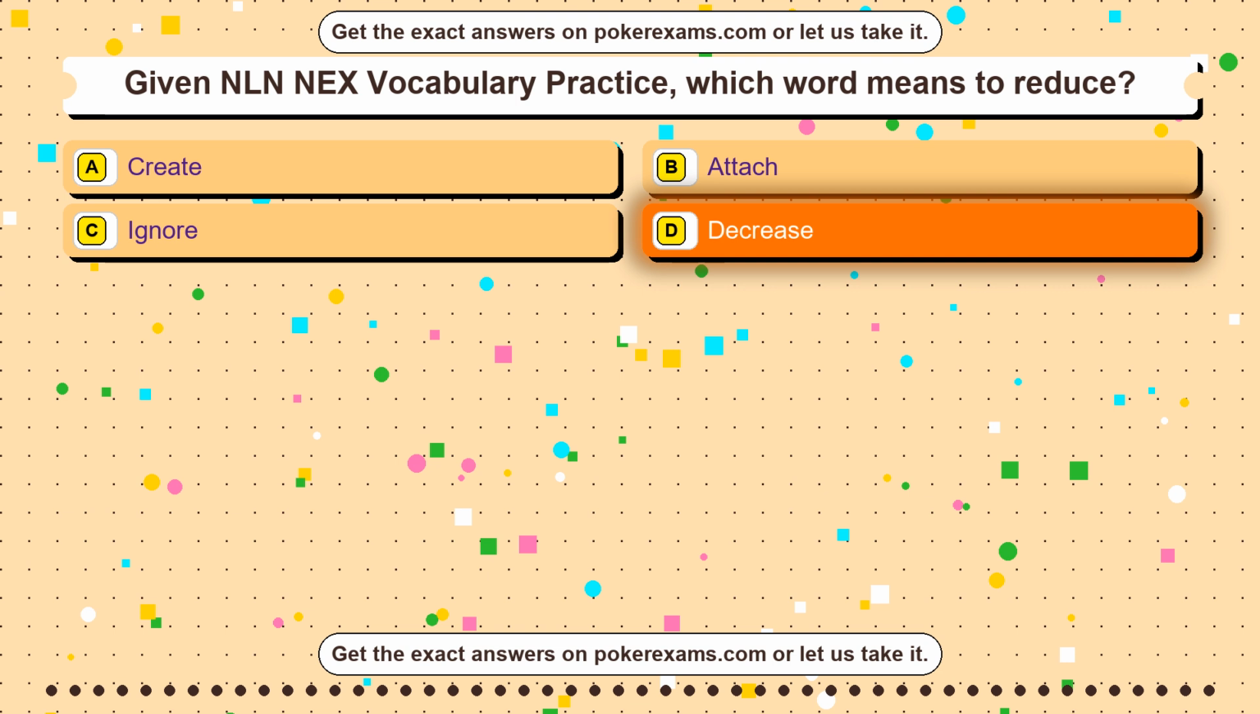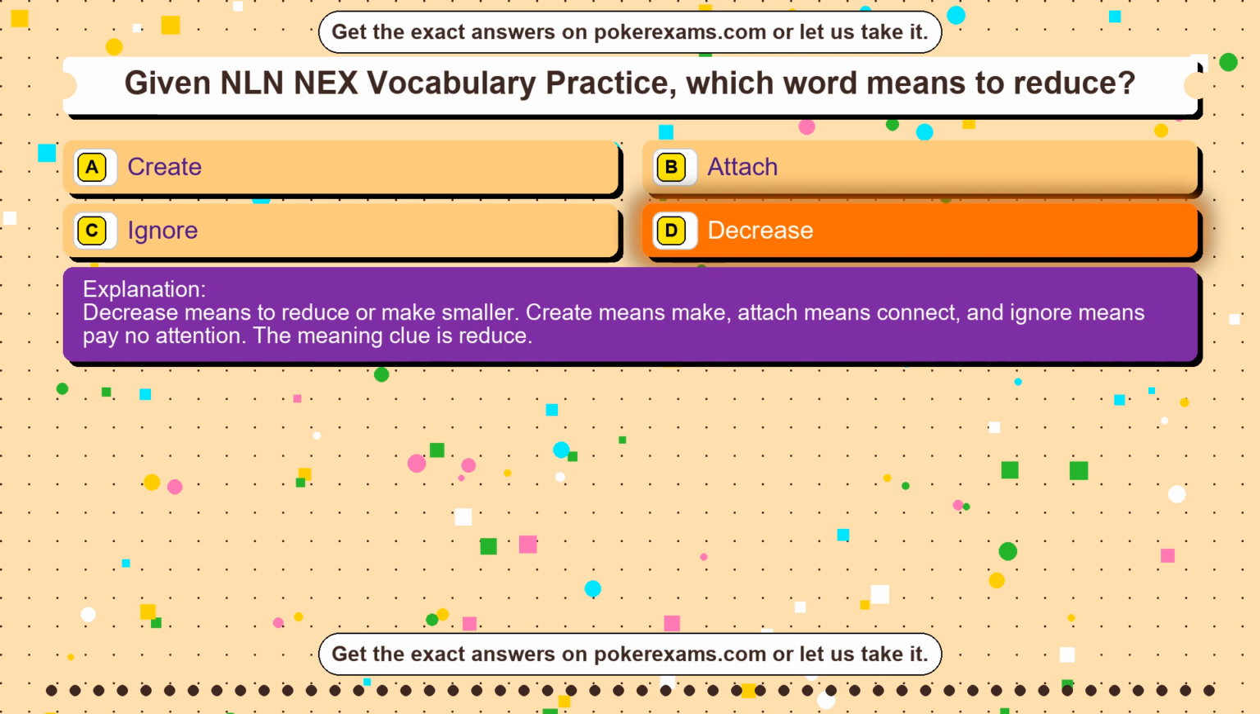Decrease. Decrease means to reduce or make smaller. Create means make, attach means connect, and ignore means pay no attention. The meaning clue is reduce.